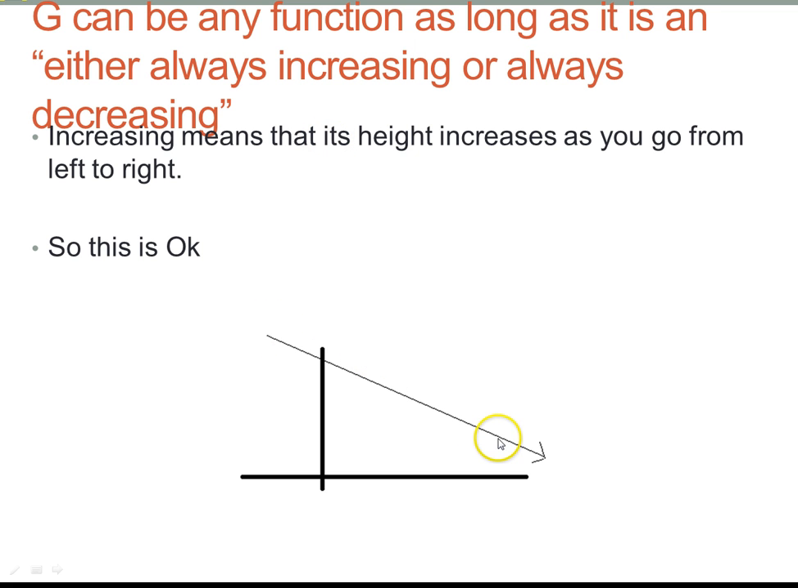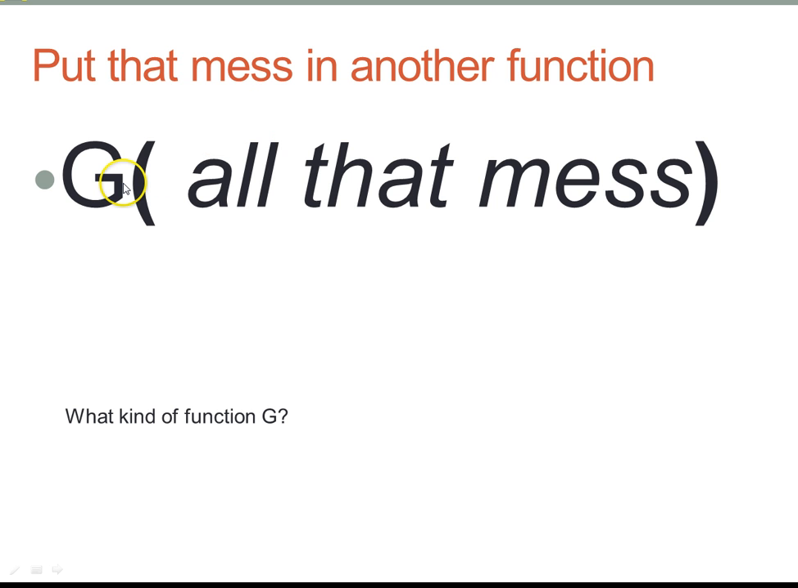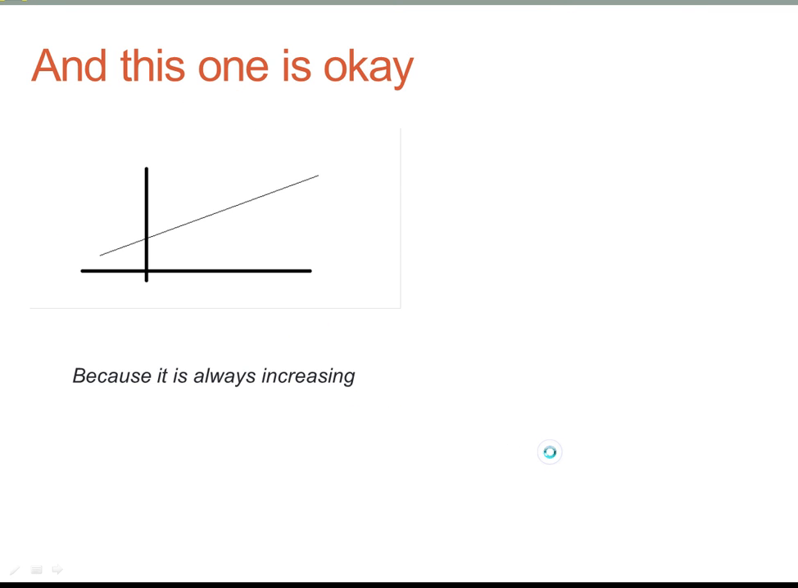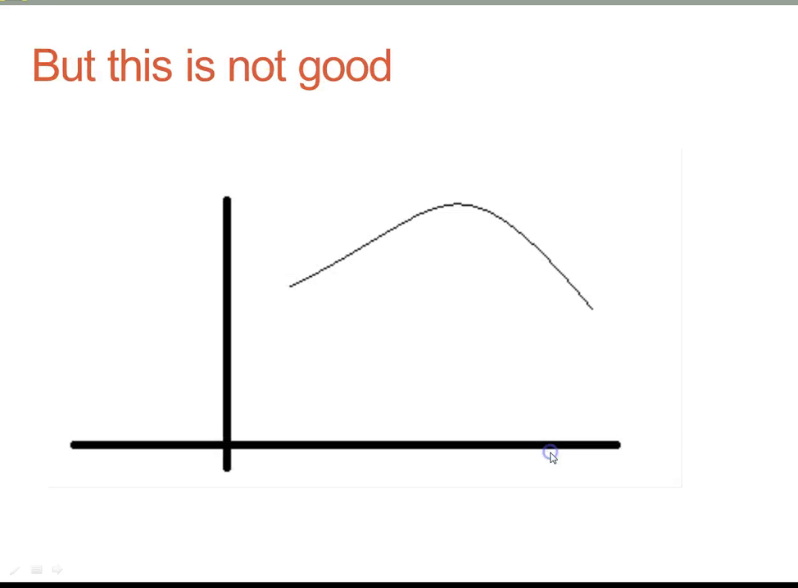Okay, so this is a decreasing function. So this kind of function would be okay. Remember, I'm describing this g function that we're going to put our calculation into. Okay? So I can use any kind of g function as long as it's either like this, always decreasing, or like that, always increasing. Any function like that is okay. So there's so many different functions you could come up with, like that.